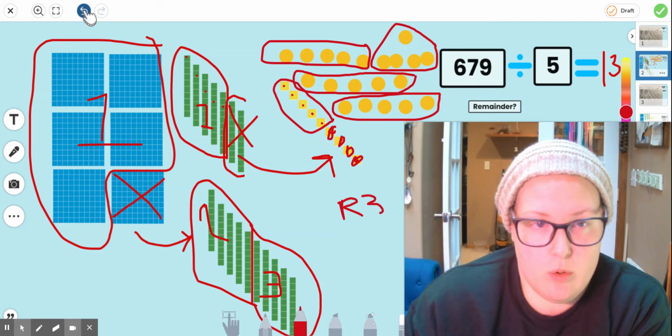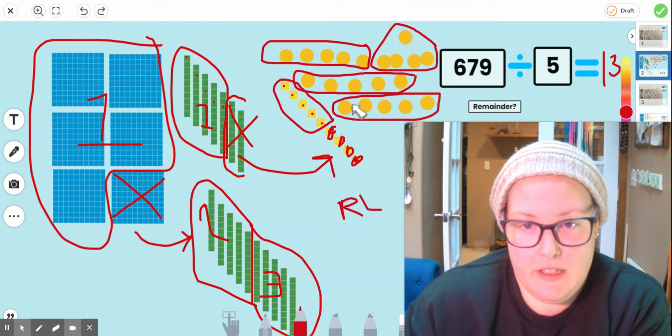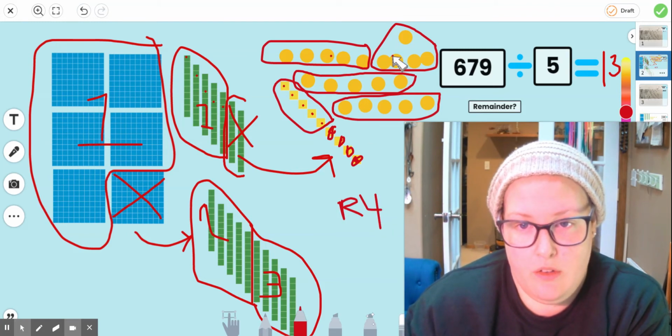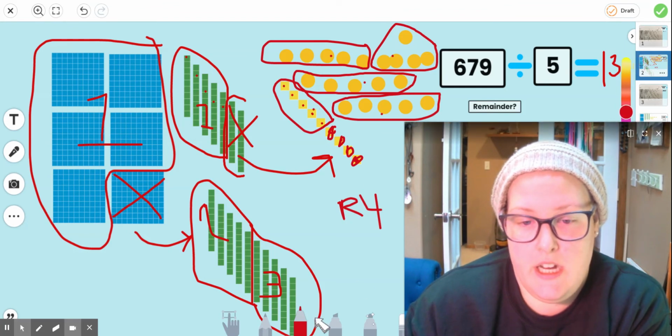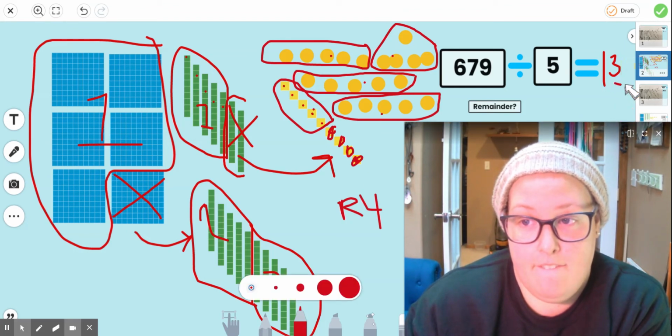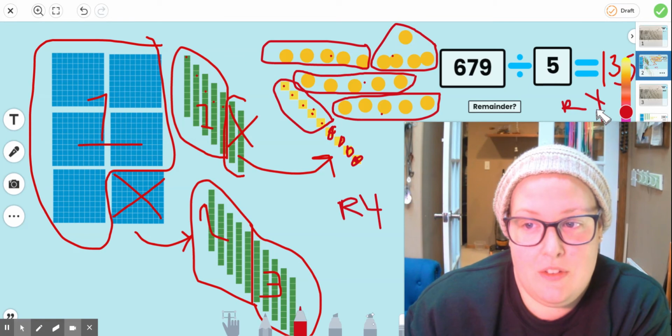Oh, excuse me, not 3, I have 4 left over. But how many little groups of ones? 1, 2, 3, 4, 5. So the answer is 135 and remainder 4.